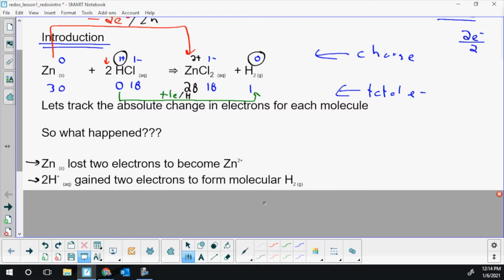Now there's one other atom that never showed up in the so what happened statement, and that is Cl-. Okay. Cl- didn't do anything. It started with 18, it ended with 18, so it's just a spectator ion. Okay. There's no electrochemistry. There's no gain or loss of electrons with our chloride.